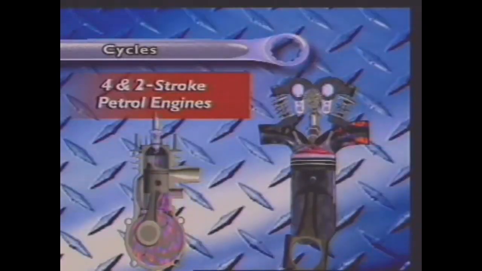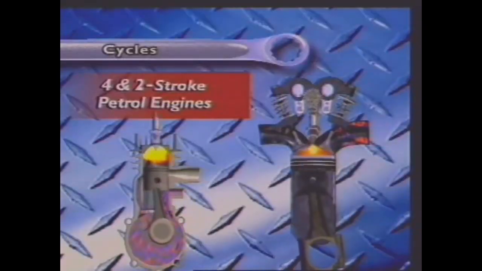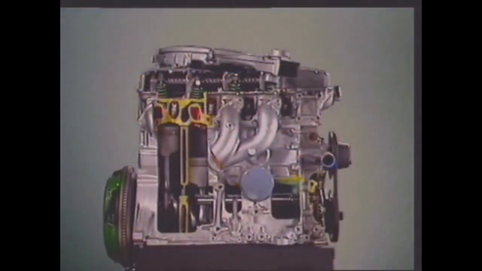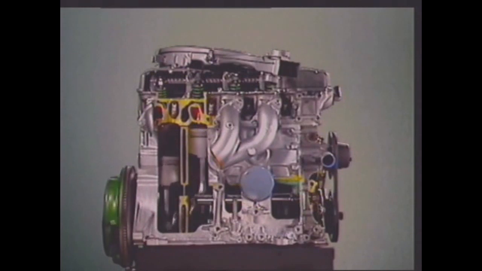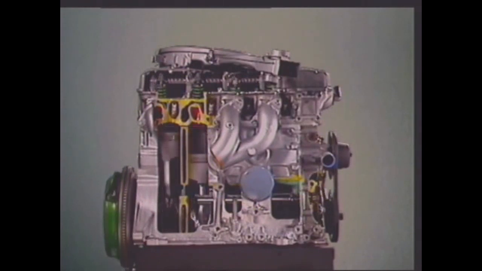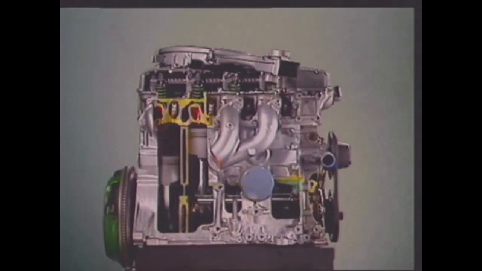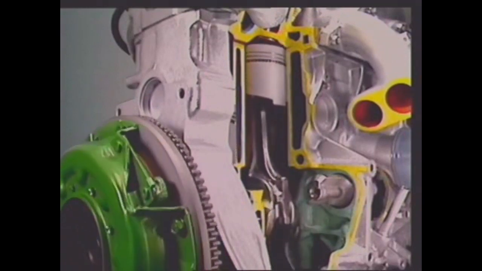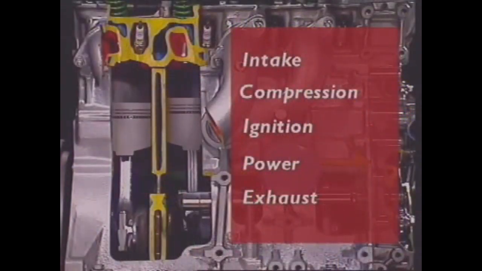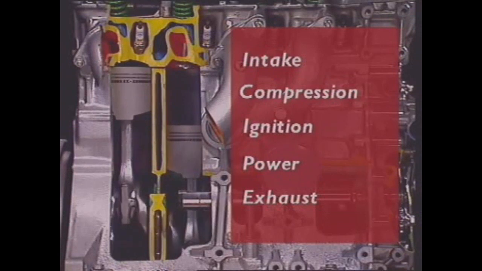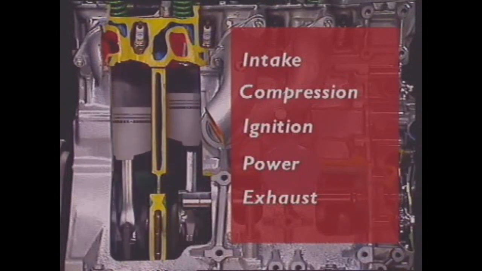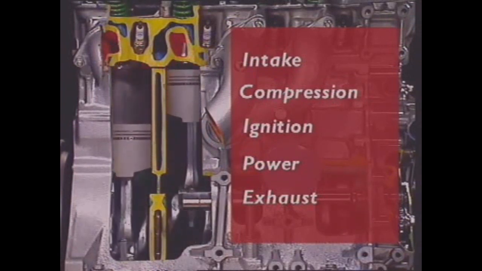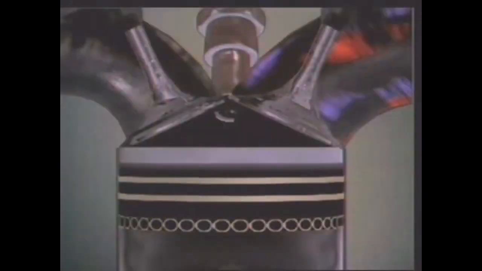Let's look at the four-stroke and two-stroke petrol engine cycle. What is a stroke? It's the movement of the piston from top dead centre to bottom dead centre. Calling an engine four-stroke means its engine cycle has 4 strokes. A four-stroke petrol engine uses internal combustion, so those 4 strokes must include the 5 key events common to all internal combustion engines: intake, compression, ignition, power and exhaust.